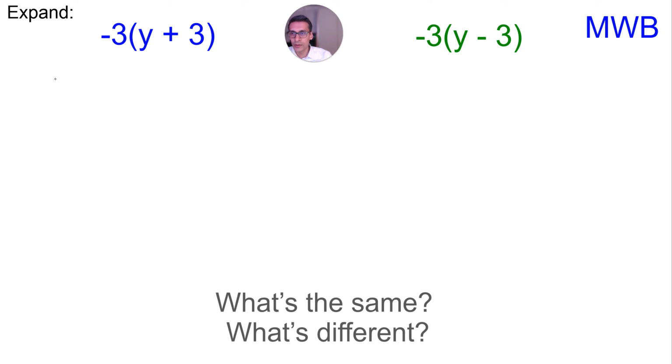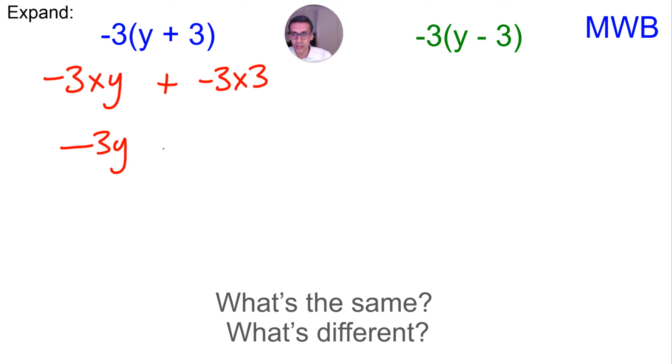Otherwise, here we go. So negative 3 times y plus negative 3 times 3. And that becomes negative 3y minus 9. You can have a plus sign in the middle there if you want, but we don't normally write that. And then here we've got negative 3 times y plus negative 3 times negative 3.